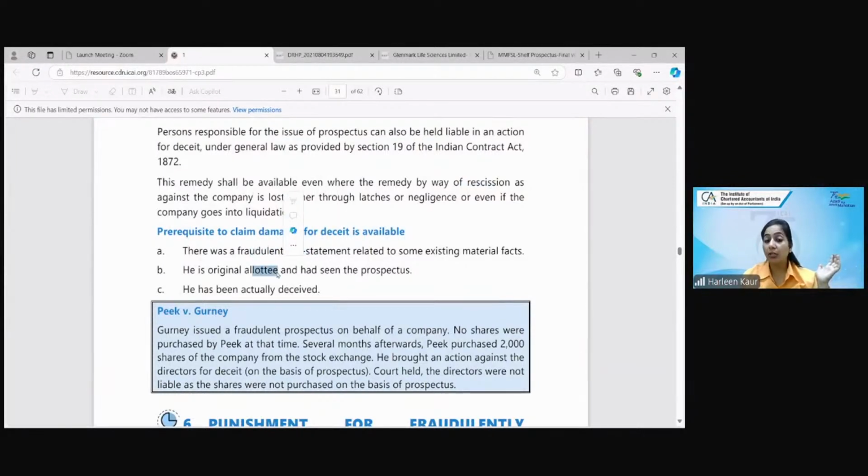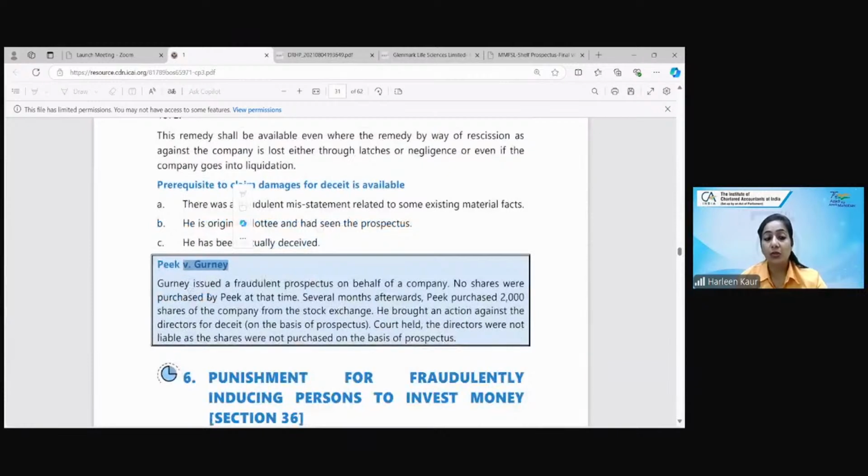He is the original allottee, meaning he has purchased the share from the primary market. He has been actually deceived, meaning he should have been cheated. Then only you can claim the damages. So this is your Peek versus Gurney. As promised, I'm going to explain it to you once again.